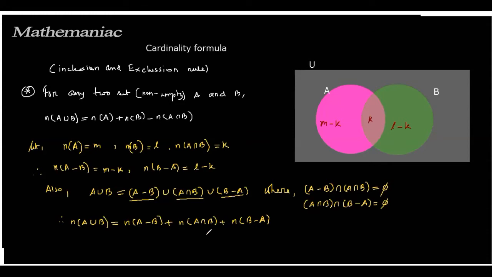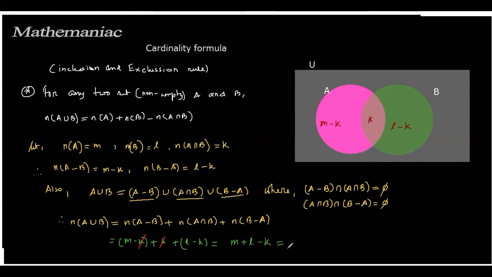Okay, thank you, Saurabh. Now you see, we'll be just putting the values. What is n of A minus B? We already have got this as m minus k. Common elements already we have considered is k, and then this is l minus k. Now you can cancel out whatever is having the same sign, sorry, opposite sign but equal values. These two, k and minus k, can be cut. So once we cancel this, what will be left out is m plus l minus k.